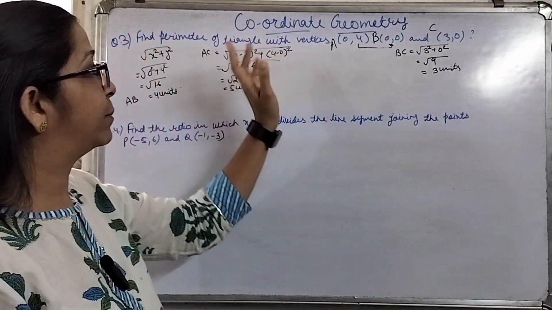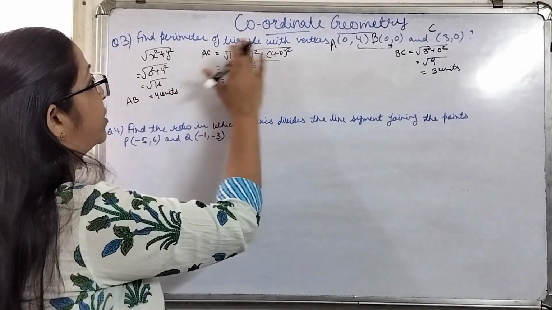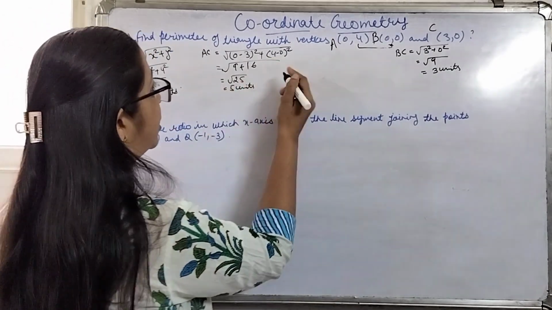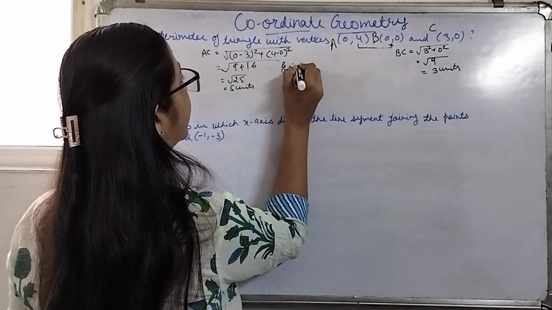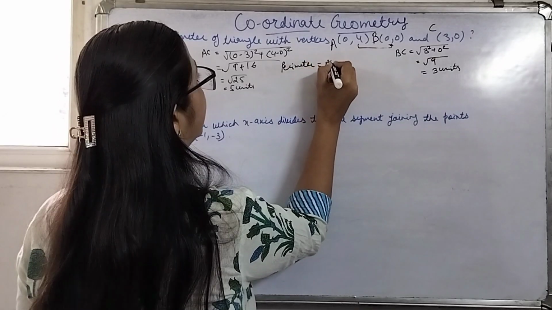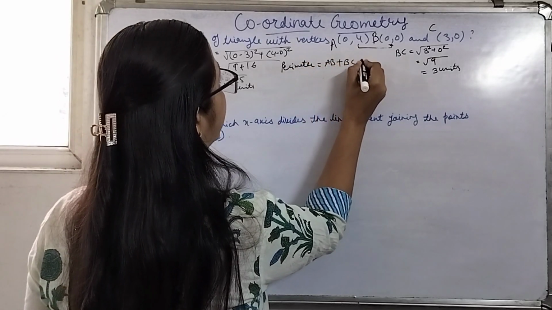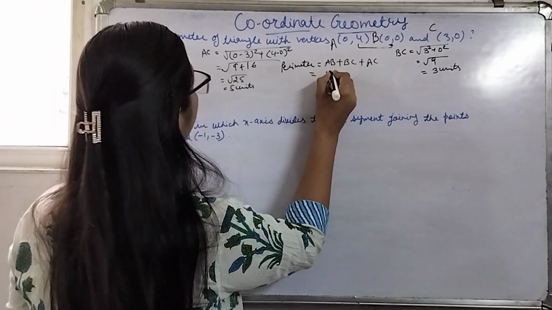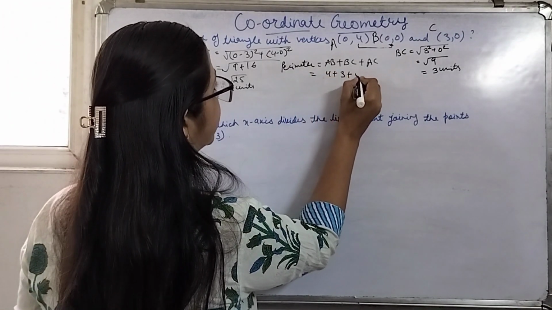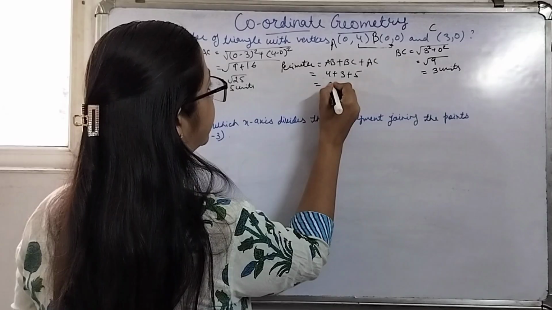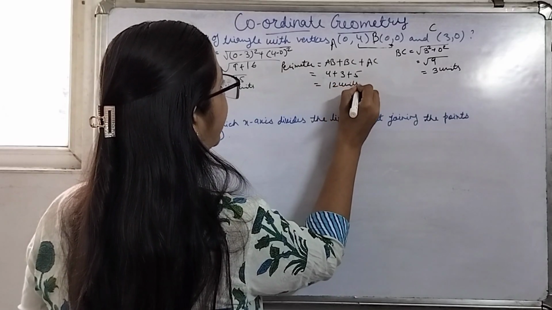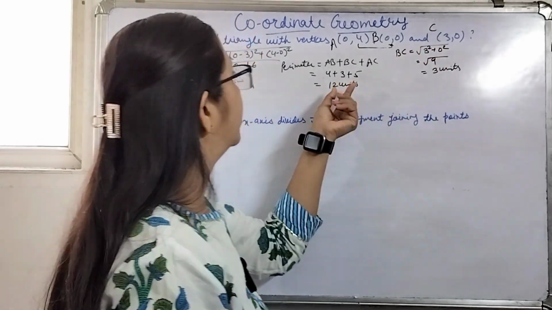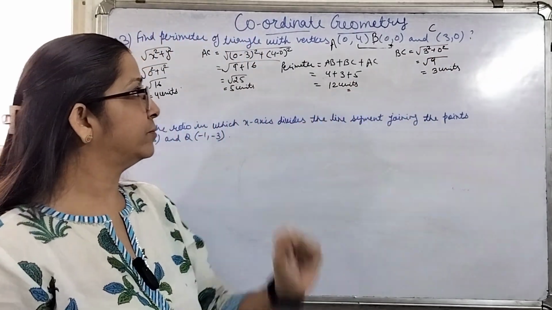We have to find the perimeter of the triangle. Perimeter of the triangle will be the sum of all the three sides of the triangle. So the perimeter will be AB plus BC plus AC, or we can say 4 plus 3 plus 5, which is 12 units. So the perimeter of the triangle formed by these three vertices will be 12 units.